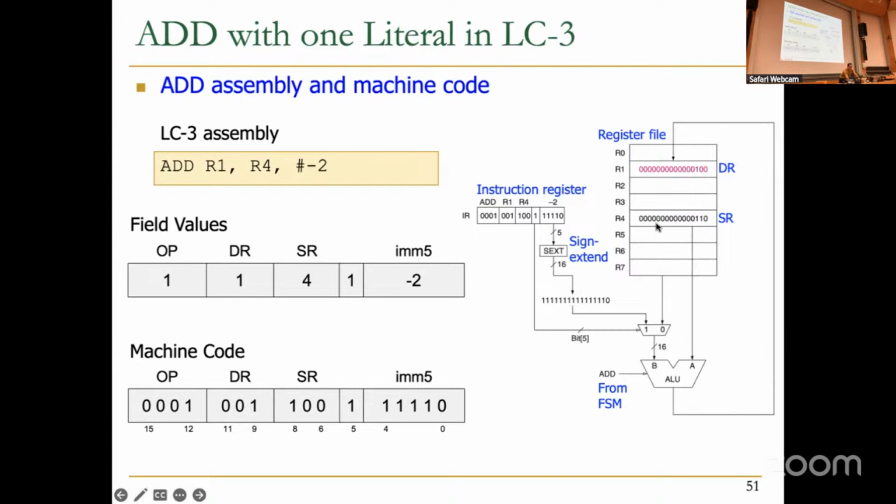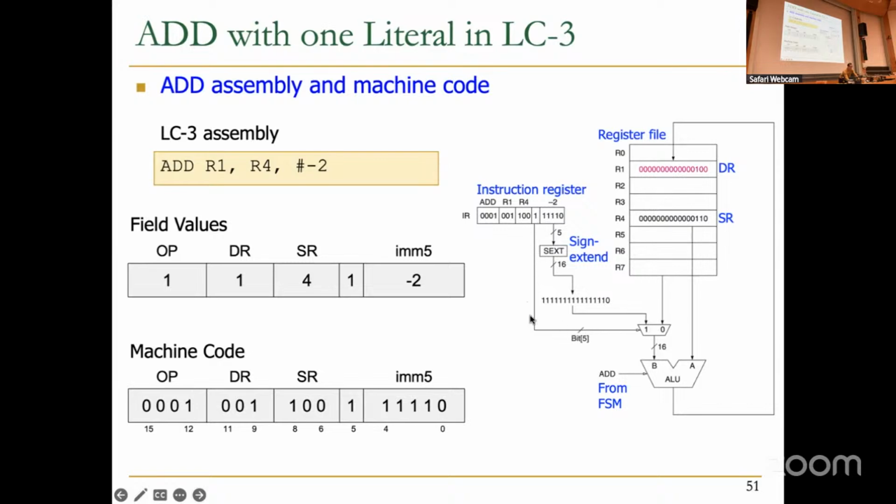The other input of the ALU is selected from either the register file or the instruction register, which contains the bottom 5 bits that we want. And we have a sign extension logic that replicates the first bit, makes it a 16-bit value, and then you have a multiplexer. And let's guess what this multiplexer is controlled by. It's bit 5 from the instruction register.